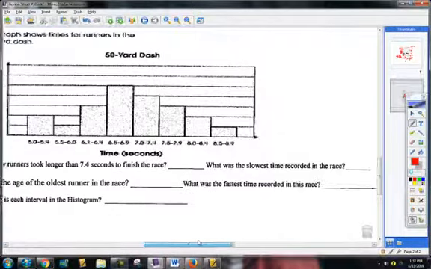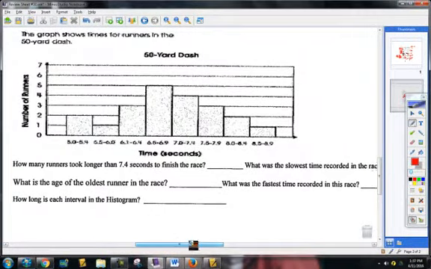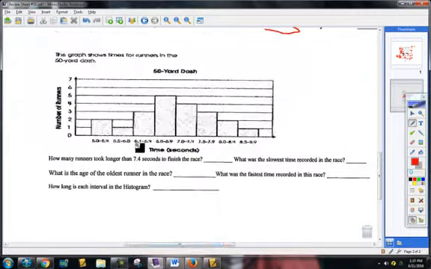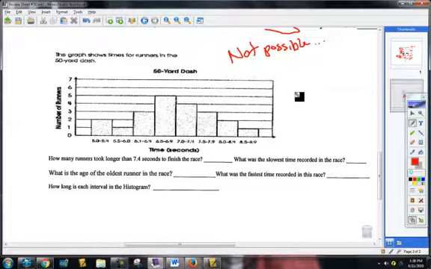Okay. Here is another histogram. Okay, so we've been doing these histograms the last few weeks. This is actually the same exact histogram. The only differences are the questions. This is going to be worth 1, 2, 3, 4, 5 different questions. Remember, not possible is a possible answer. Okay, last week that kind of threw you guys off because we had some not possible answers.